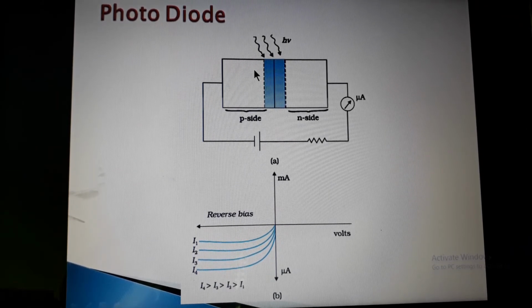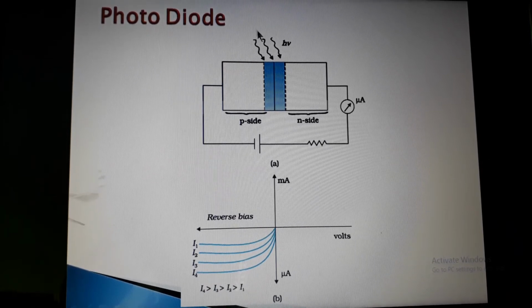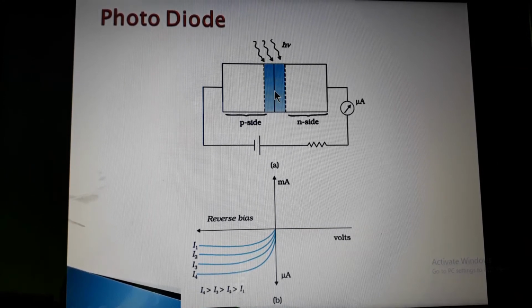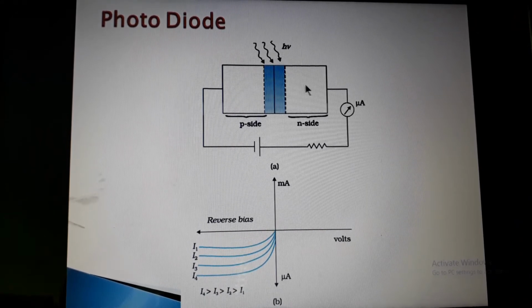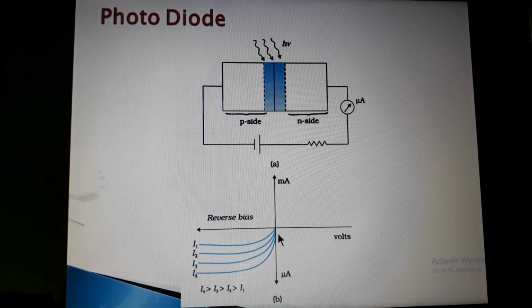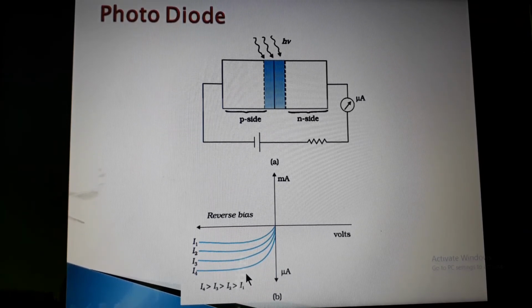That means the thickness of the depletion region is high and no current flows in this circuit. But when solar radiation falls on the depletion region, electron hole pairs are generated, and so current flows. To measure that current, a microammeter is used. So this is the basic principle of the photodiode. Here, this is the reverse bias condition, so it is in the third quadrant. This is the graph of the photodiode.